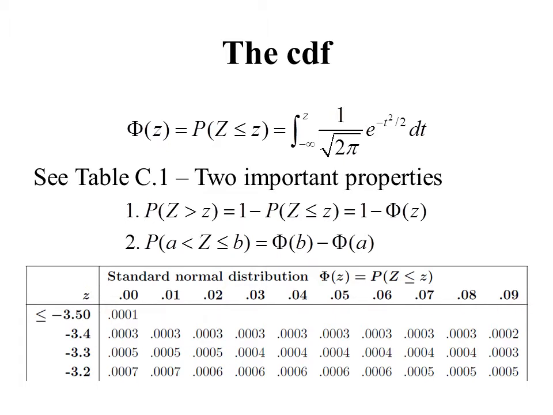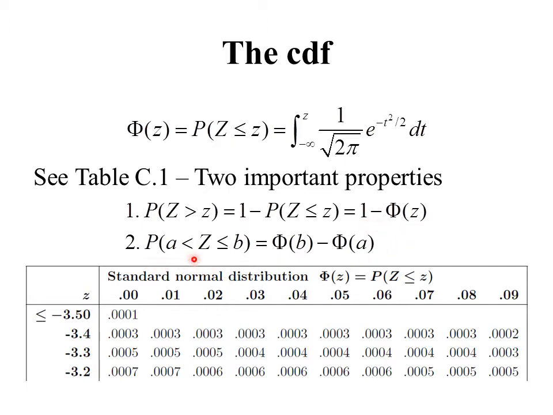Now using this table requires the use of two important properties that are true for any random variable. Number one, the probability that Z is greater than or equal to z is 1 minus the probability that Z is less than or equal to z. These are just complementary events. And in terms of the CDF, this is 1 minus phi of z.